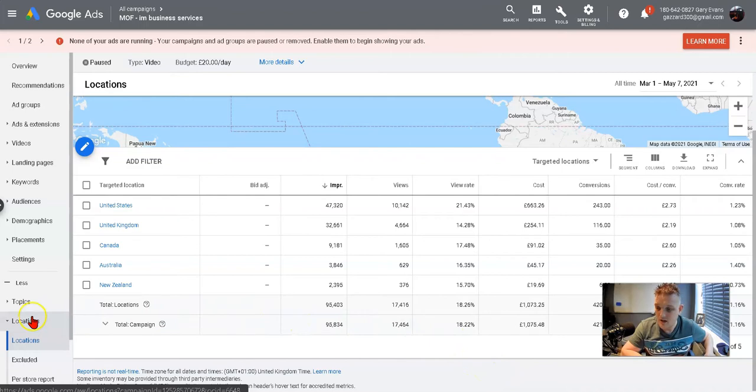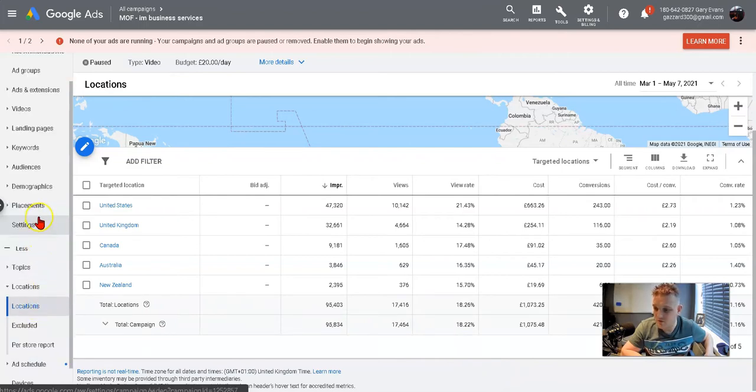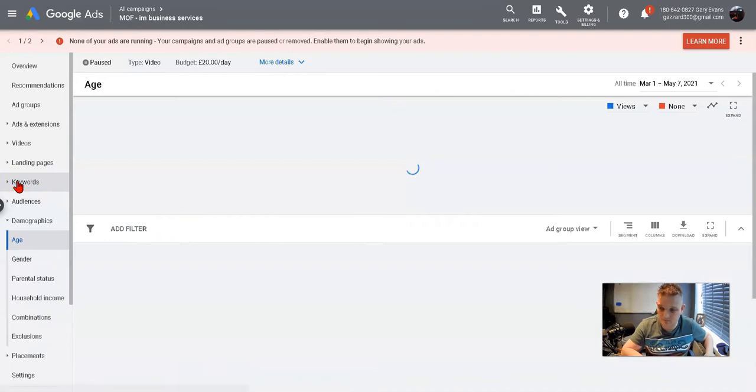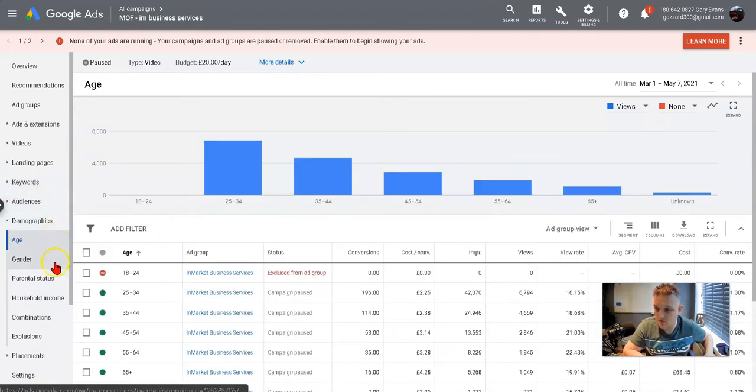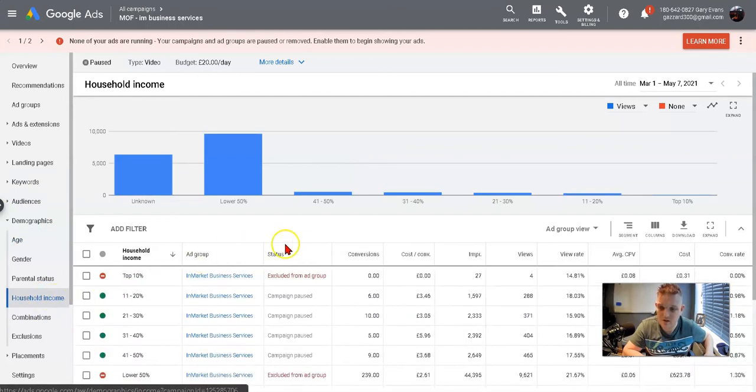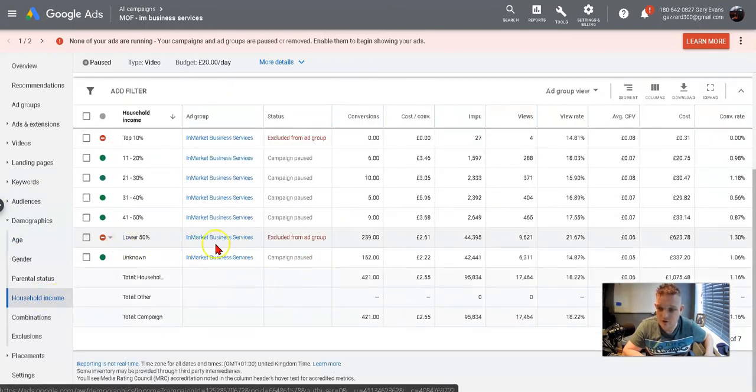I even went into, let me just find, I think it's under demographics. What you can do under demographics is go to household income, and within this, if you look here, I even excluded the lower 50%. What this means is people who are on a low income, you exclude them because Google's got these statistics to see all this information. And basically, if you look there, my conversions were mainly coming from the lower 50%, which I'd excluded.